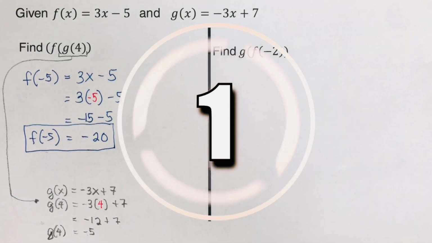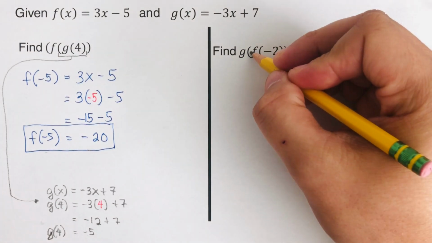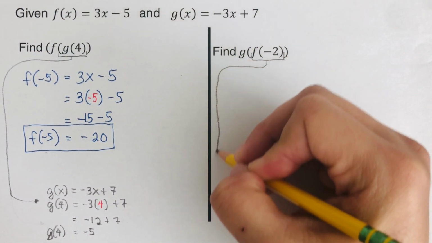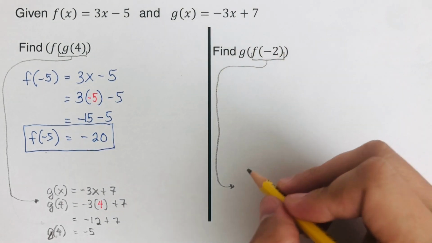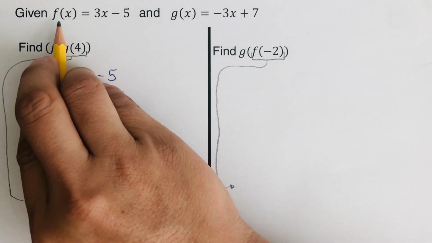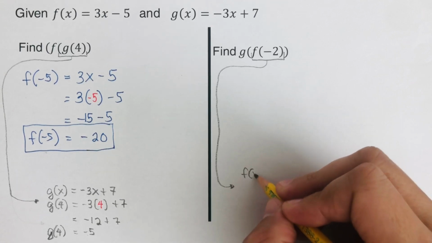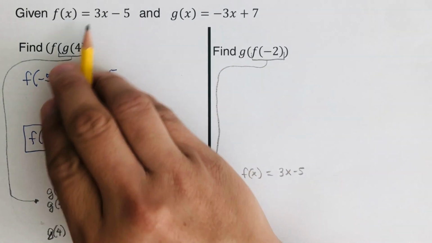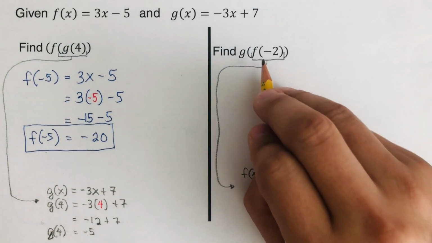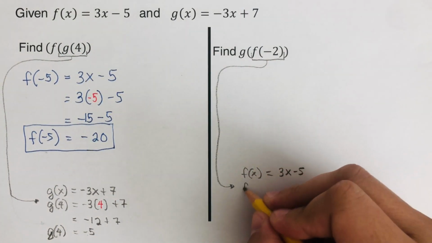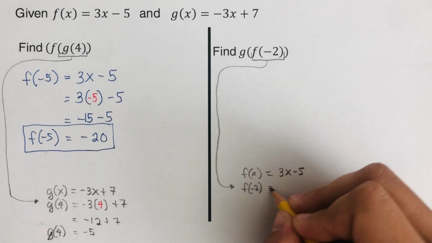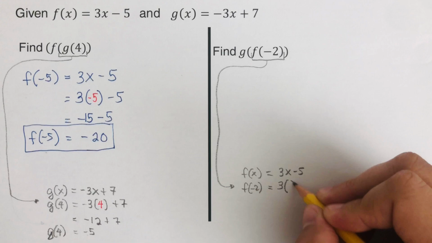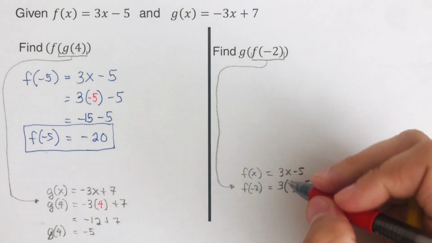Okay, so we go over the problem here. Again, we evaluate f of negative 2 first. I will show the work down here. For f of negative 2, we're using the f of x, so f of x is equal to 3x minus 5. I wrote that down here. Since it's f of negative 2, this x will become a negative 2. So that's 3 times negative 2 minus 5.